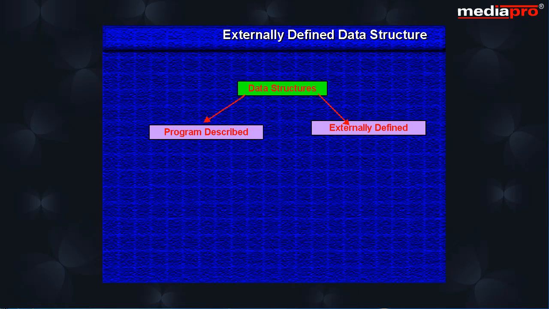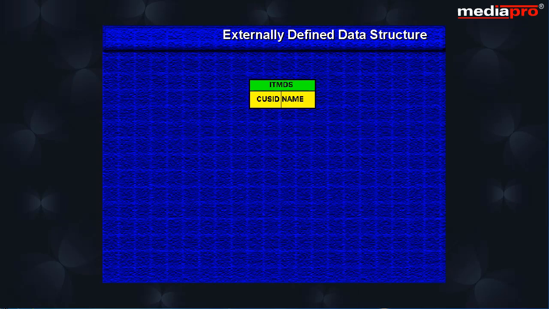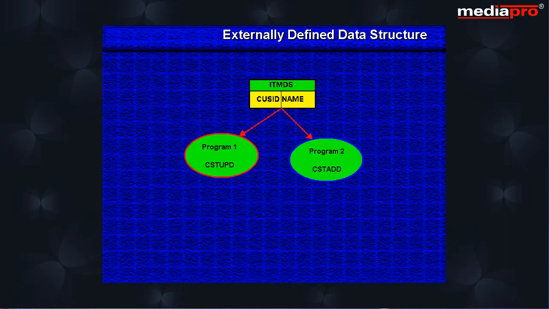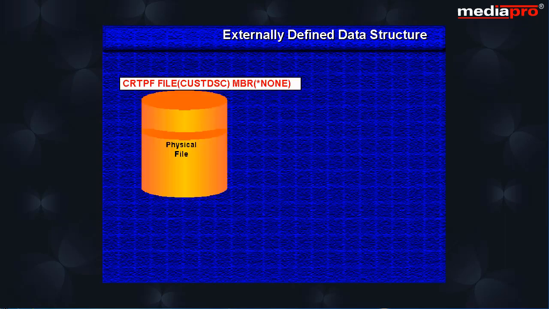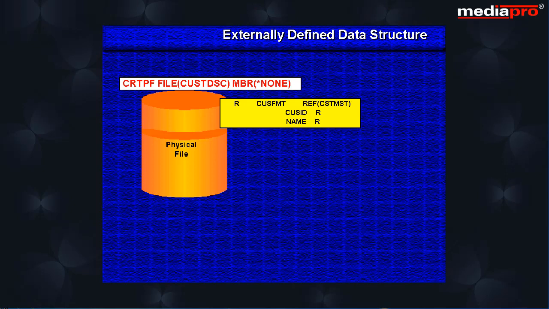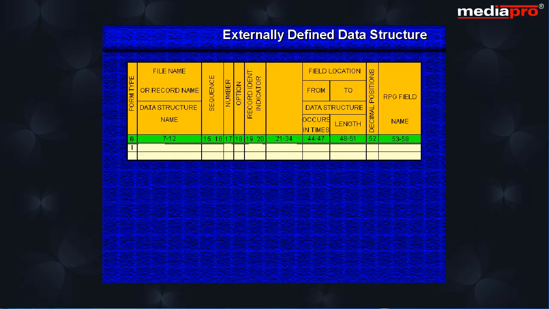Next, we shall look at externally defined data structures. This method is useful when the same data structure is to be used in more than one program. The data structure can be defined once and referenced by the programs whenever it is needed. To describe a data structure externally, we first create a physical file with the required fields that will provide the external description of the data structure.